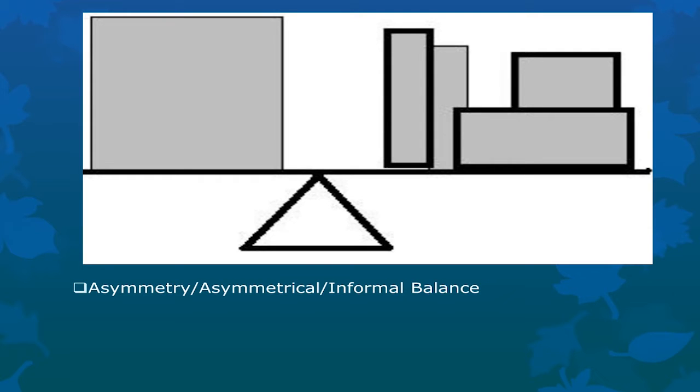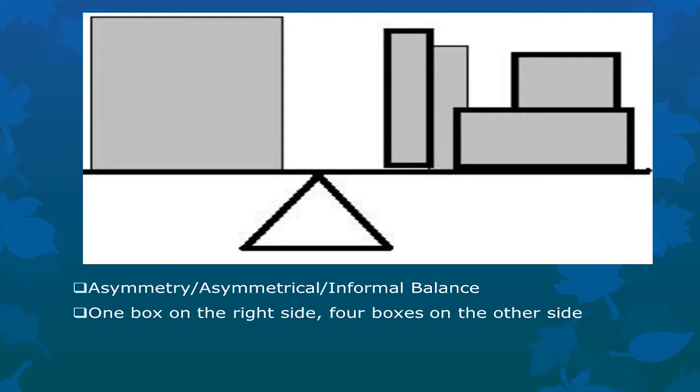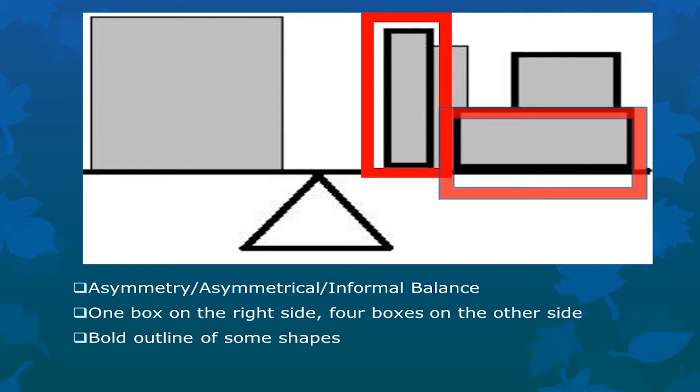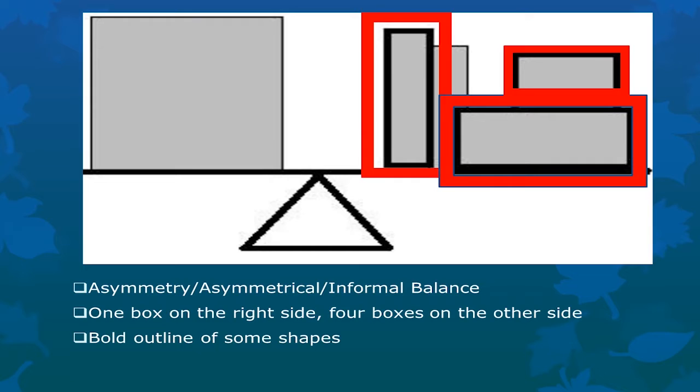So how can the image be balanced? Look at the image very carefully. Notice how the outline of the shapes are bold? Why do you think it's bold? It is to balance the image. By bolding the outline of some shapes, it adds weight to the image.